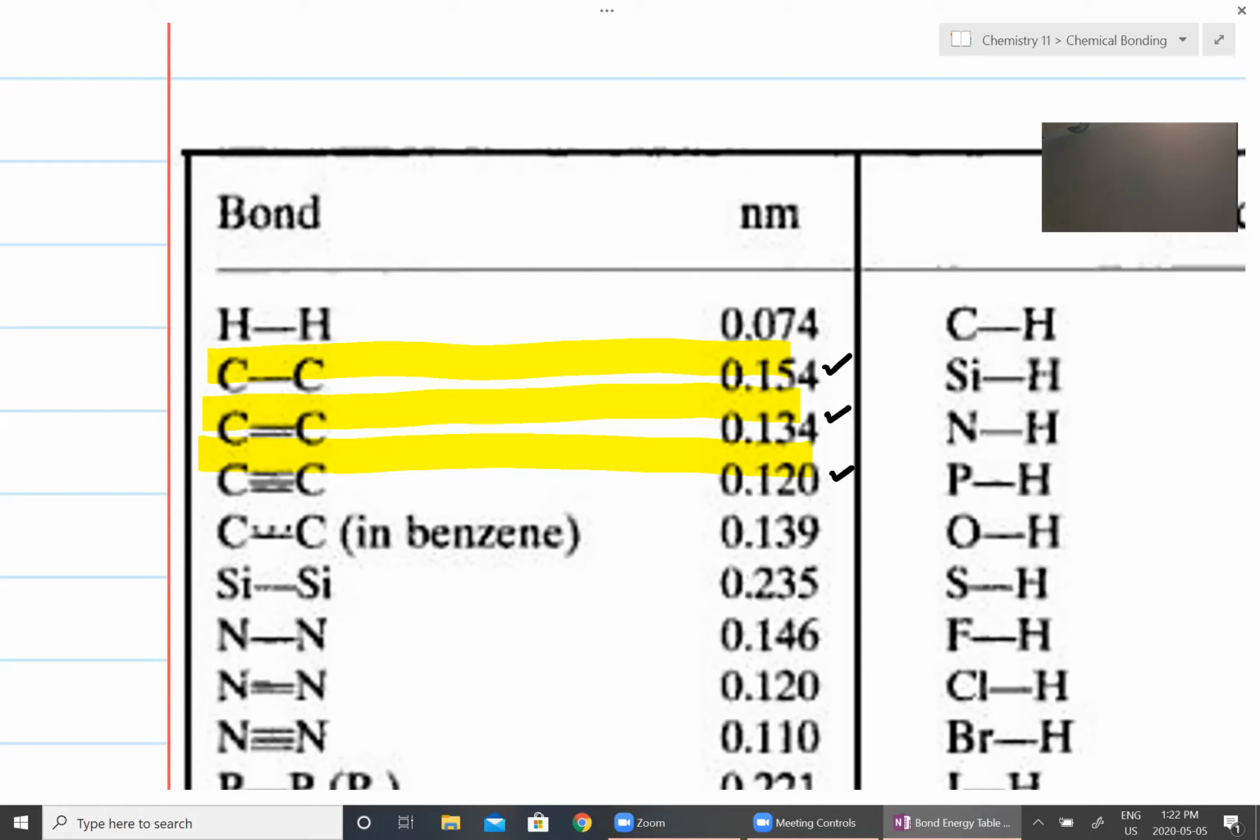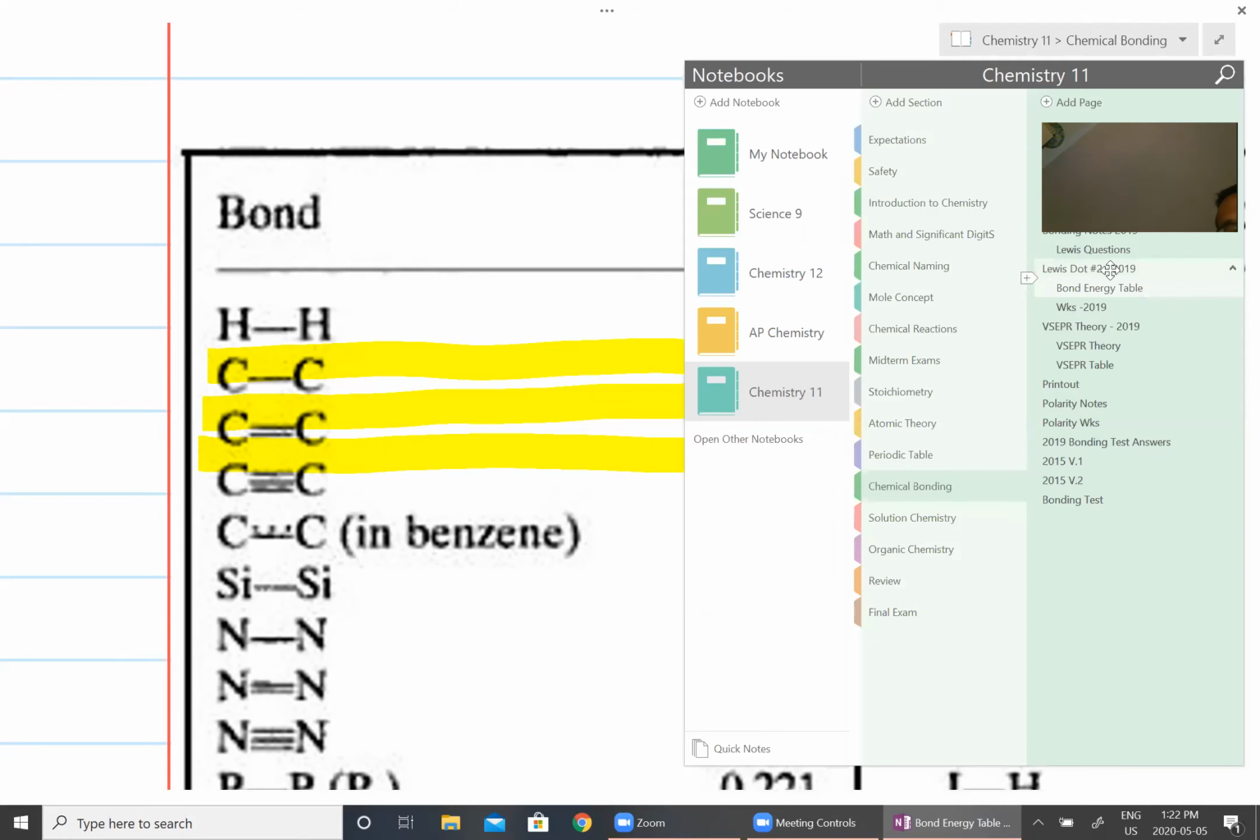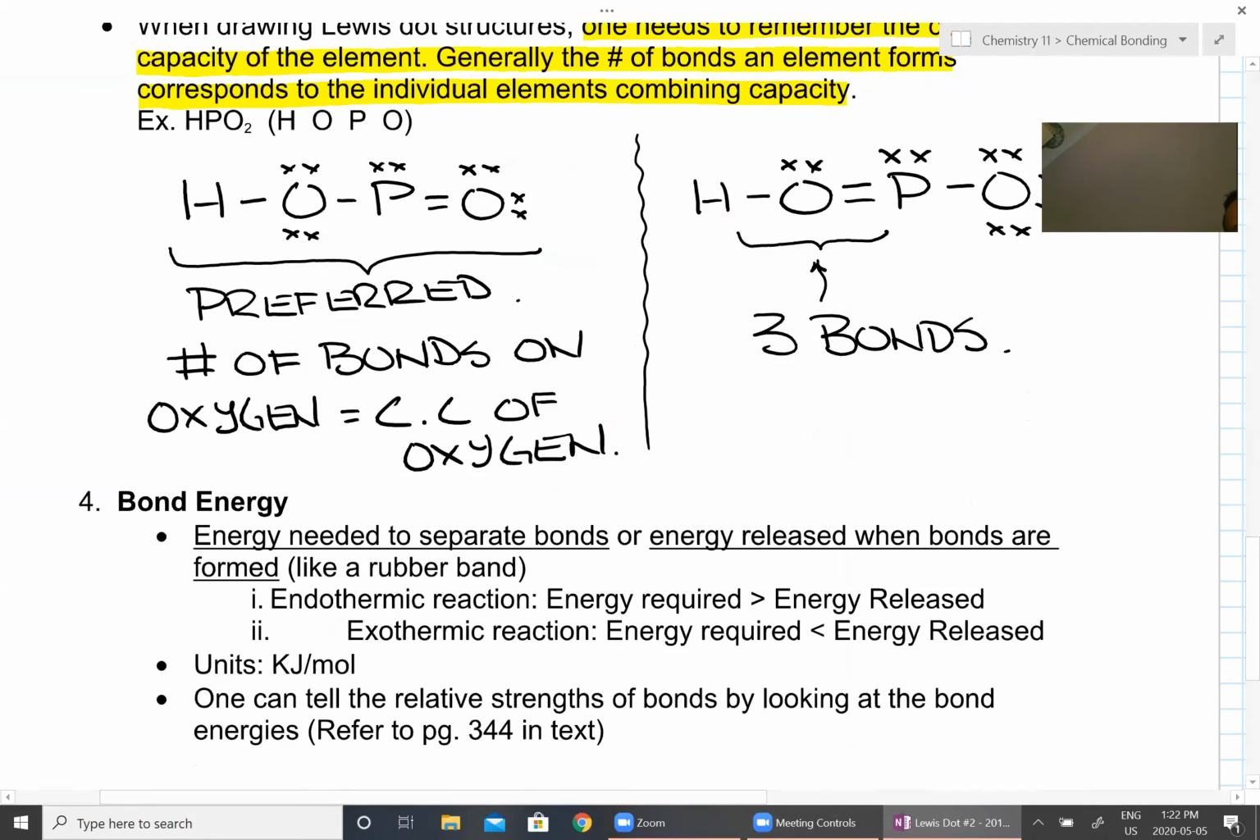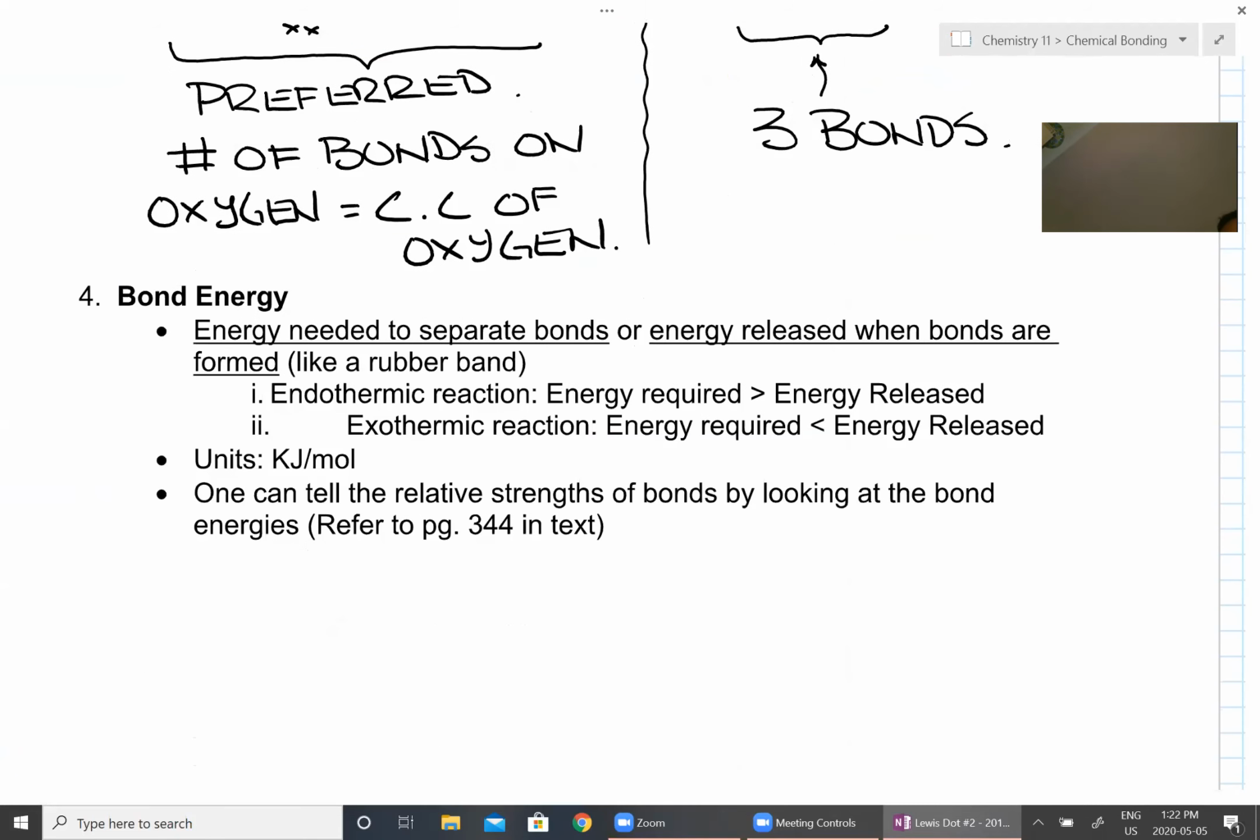This is because since there are more electrons found between the two atoms, they are actually closer together, okay? Now, what's the significance of this Lewis dot? One final thing, and then we'll call it a day. We can actually calculate the bond energy. The bond energy is the energy needed to separate, or released when bonds are formed, okay, like a rubber band.